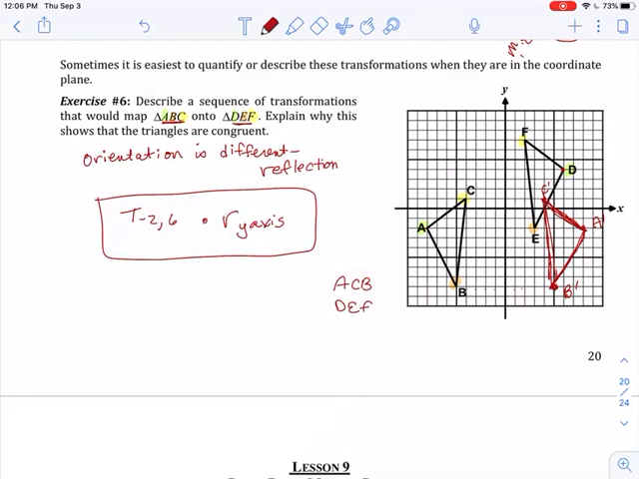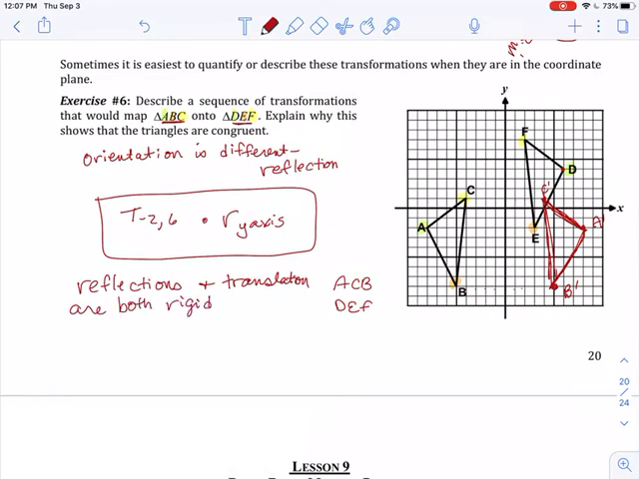Now, are these triangles congruent? Absolutely. The reason that they're congruent is reflections and translations are both rigid motions, and they preserve the length and the angle measure, so the triangles are congruent.